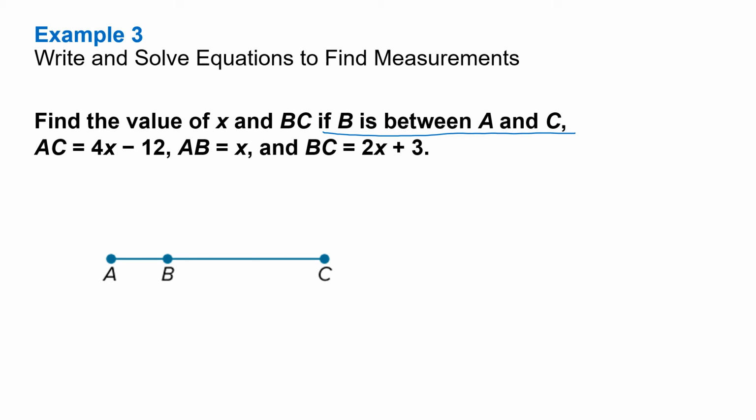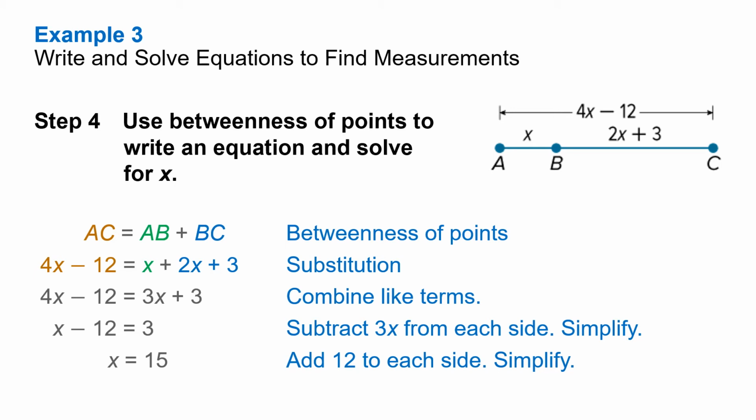So since AC is equal to 4x minus 12, I'm going to draw this above the line segment. AB equals x, so I'm going to write x above the part AB. And BC equals 2x plus 3, so I'm going to write 2x plus 3 above BC. Now we're going to write the geometric relationship between line segments AB, BC, and AC. AC is our full line segment, so it is equal to the sum of the two parts, AB and BC.